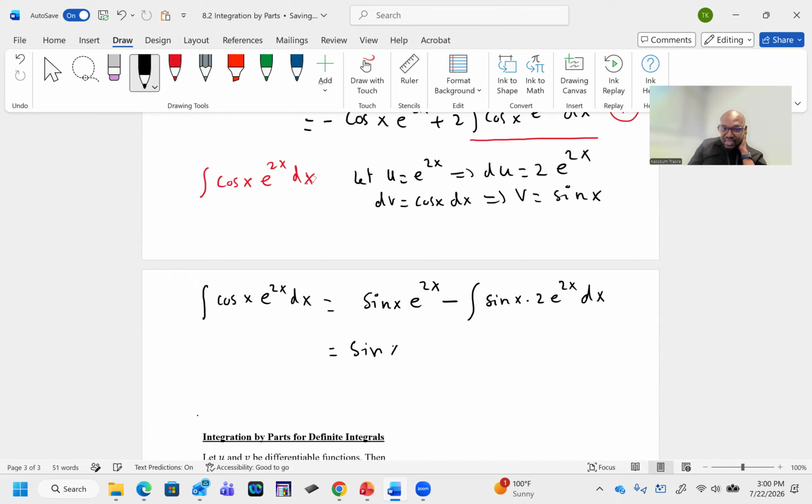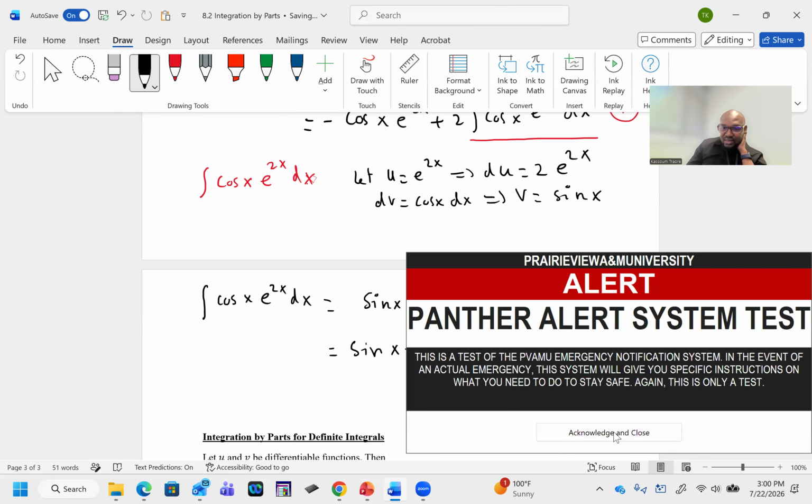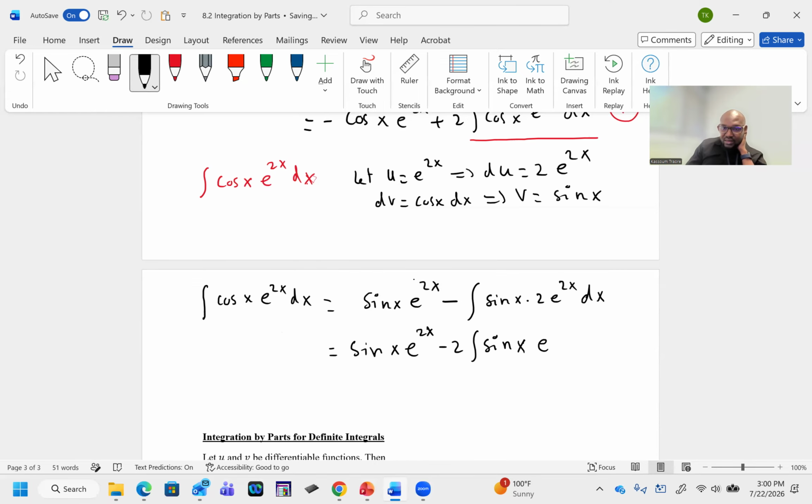Sine of x e to the power of 2x minus 2 times the integral of sine of x e to the power of 2x dx, right? So if you look, this brings me back to my original integral I was solving, right?